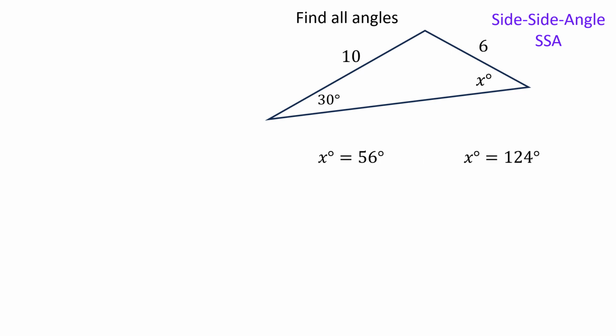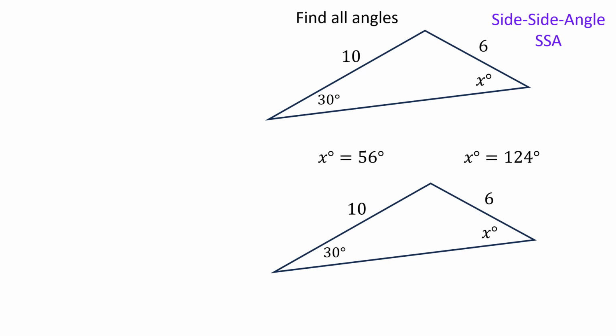But now that we know there are two possible answers for x, let's consider two separate triangles, one where x is 56 and one where it's 124. Since our goal was to find all the angles, the only thing left to do is find the remaining missing angle. But that's easy to do using the 180 rule.